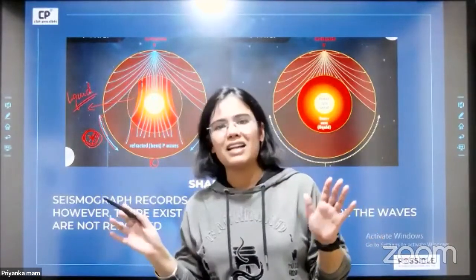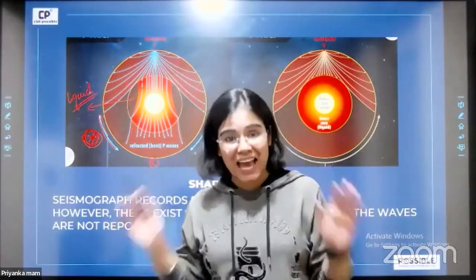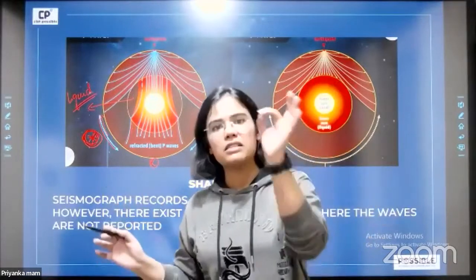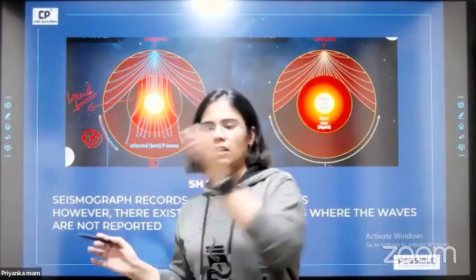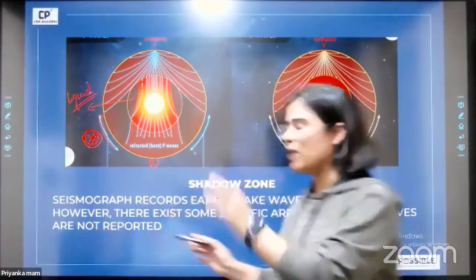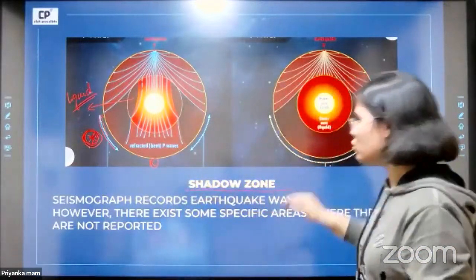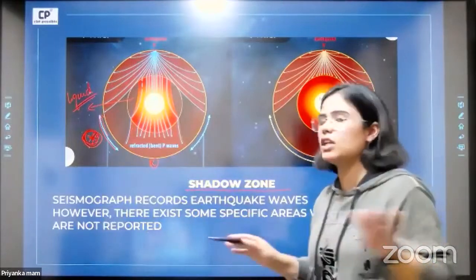So what do I understand and what do I need to learn from CLAT? The area where a seismograph cannot measure the waves is called a shadow zone. Simple as that. और कुछ नहीं आपसे पूछेंगे.